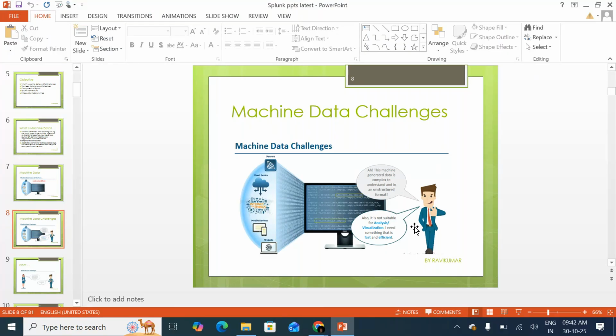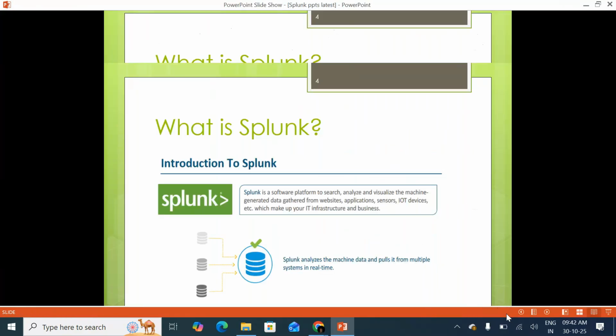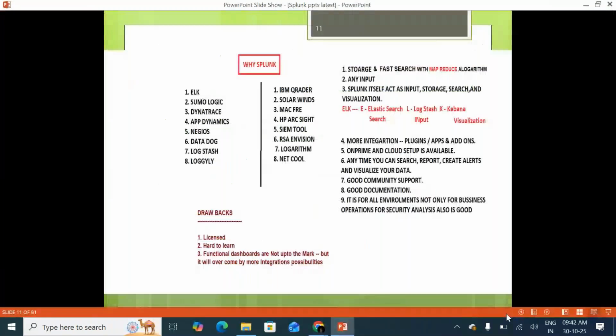So for that, I need one tool to do this activity. In the market, there are multiple tools. We can say ELK, Sumo Logic, Dynatrace, AppDynamics, Nagios, Datadog, Logstash, Loggly, IBM QRadar, SolarWinds, McAfee, HP ArcSight, SIEM tools, RSA enVision, LogRhythm, Netcool, LogDNA, Grafana Observability. Like 20 plus tools are there. But every tool has its own specialization.